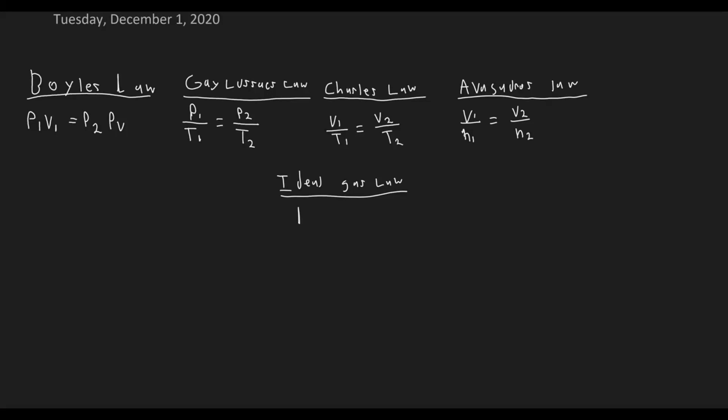And that states that PV equals nRT. And let's say that R for our cases will be equivalent to 0.08206 liters multiplied by atmospheres divided by moles multiplied by temperature Kelvin.